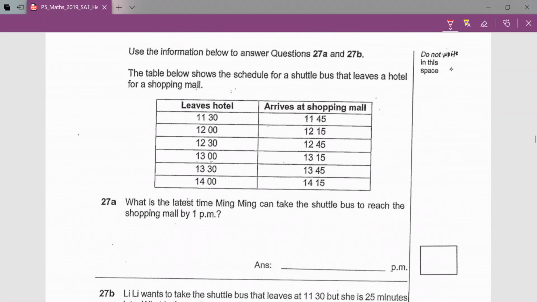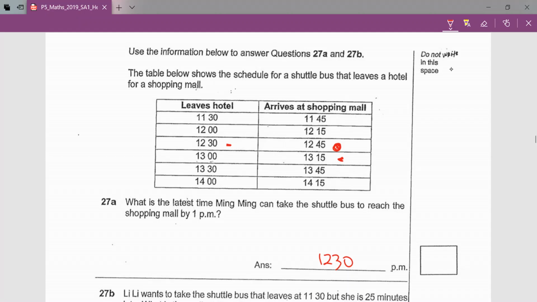Use the information below to answer questions 27A and 27B. What's the latest timing Ming Ming can take the shuttle bus to reach the shopping mall by 1 p.m.? Alright, so if you can see, this is too late already. So she will have to reach the shopping mall at 12:45. In order to reach the shopping mall before 1 p.m., she will have to leave the hotel at 12:30. She'll have to take the 12:30 bus.